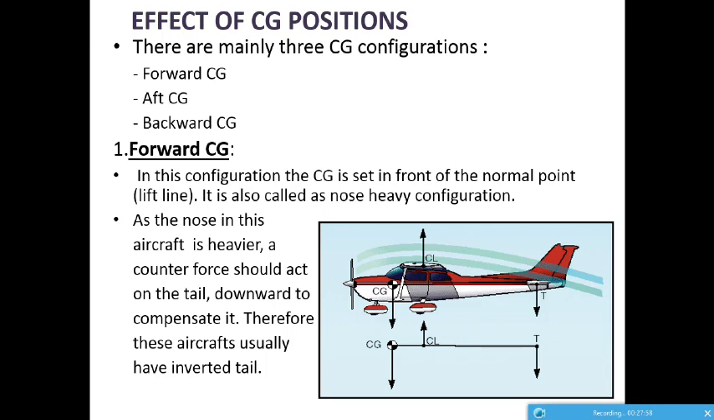To counteract this nose heavy placement of CG, you need to apply a downward force instead of lift on the tail. Usually these kinds of aircraft have a symmetric tail section, which does not serve for any kind of lift, but only generates some vertical force components in order to keep the nose up and stabilized.